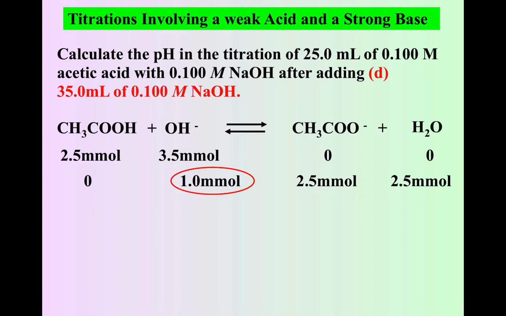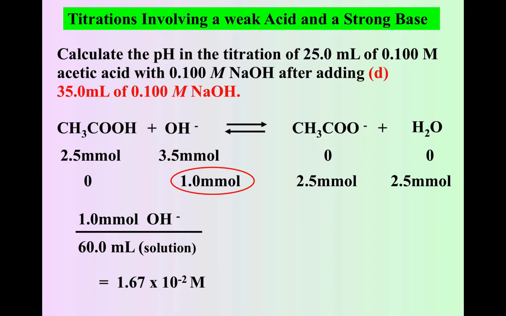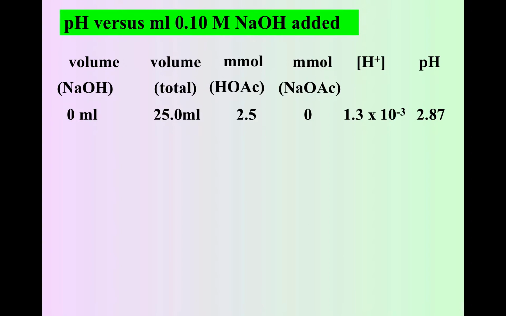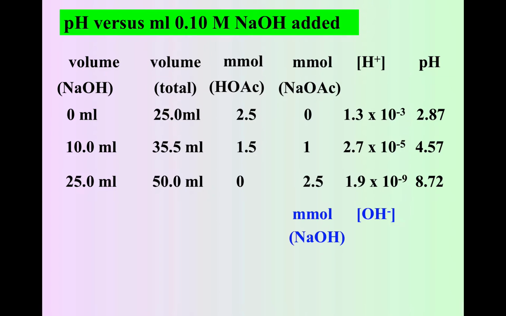So it's millimoles of hydroxide left over divided by the total volume. So 25 plus 35 is 60. That's the molarity of the hydroxide. Take the negative log, get the pOH, subtract from 14 and get the pH at this point. So there's our 4 points during the titration: the initial pH before I add anything, the pH before the equivalence point, the pH at the equivalence point, and the pH past the equivalence point.